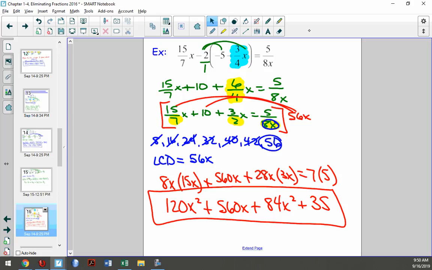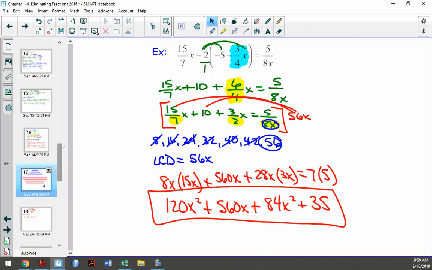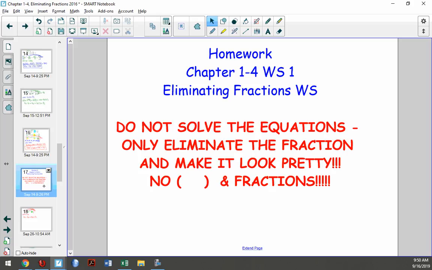Tonight's worksheet is simply going to be: do not solve the equations, only eliminate the fractions and make it look pretty. That means no fractions, no parentheses, and no decimals. Tomorrow we will go over every single one of these problems. I am not going to be moving fast this week. This is all we're going to do for the next 3 days. So don't stress. We will get it done together.